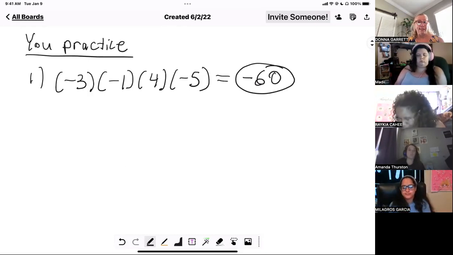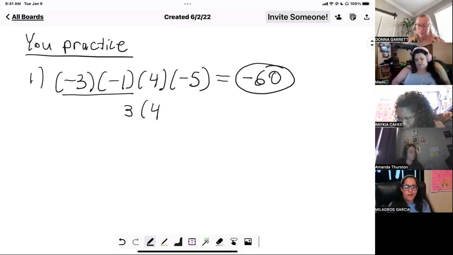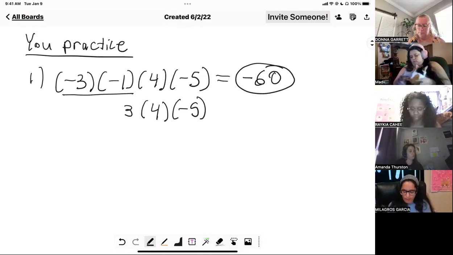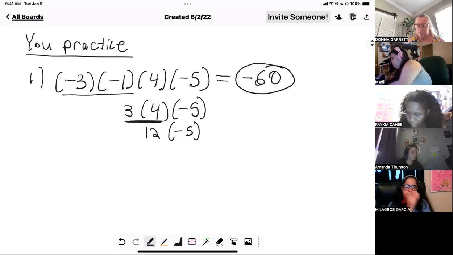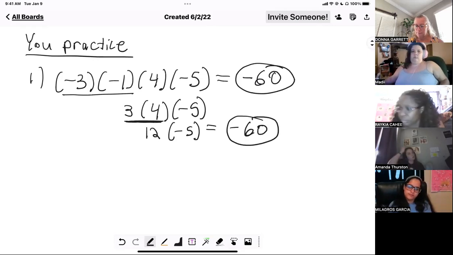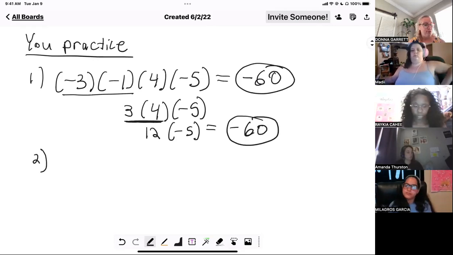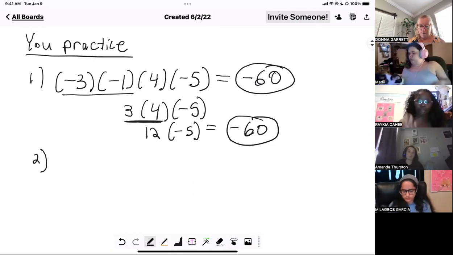Okay, so -60 should be the answer. Real quick, we'll look at these first. -3 times -1: negative times negative makes it positive. -3 times 4, not negative, is 12 times -5. And then 12 times 5, if you have to multiply it out, makes -60. Beautiful. Love it.